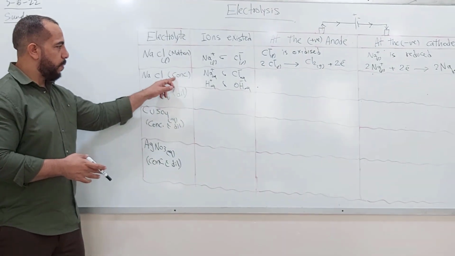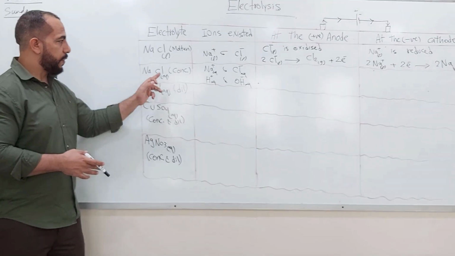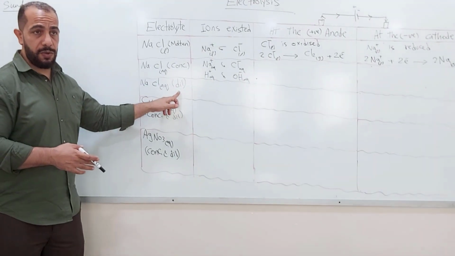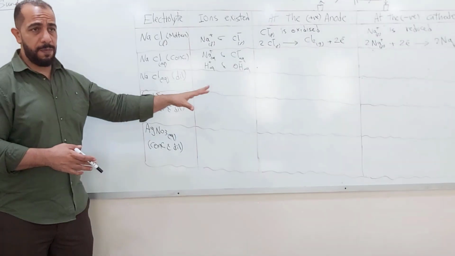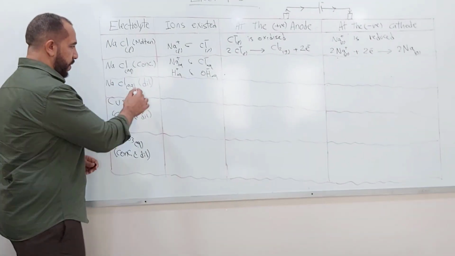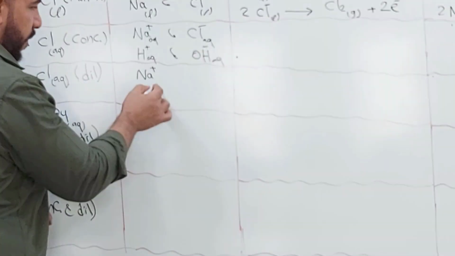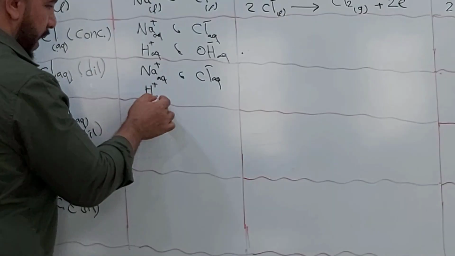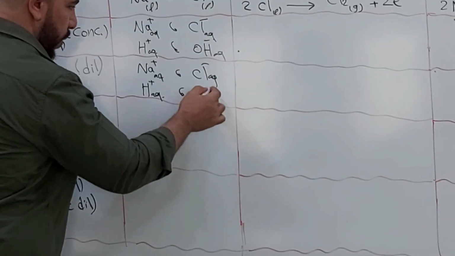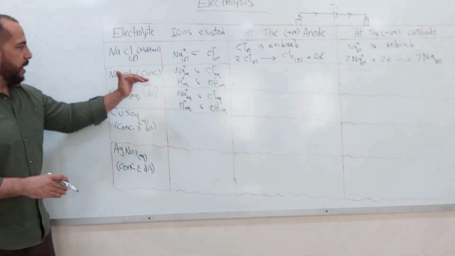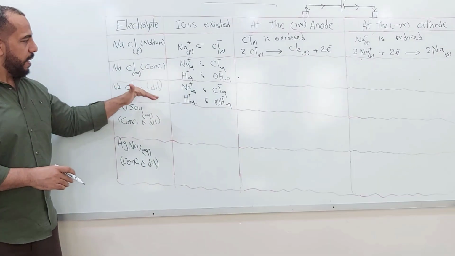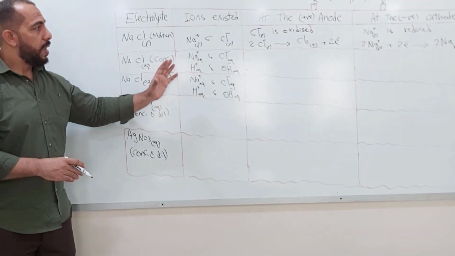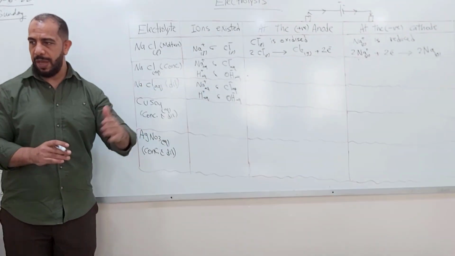Okay? Take it, guys. Here we have 2 different cases. Here this is a concentrated solution, and here this is a diluted solution. Both of them have the same ions. So I can repeat the same ions here, the same in diluted, to show what the difference between them is. So here we have Cl minus aq, H plus aq, and OH minus aq. So right now, in case of a concentrated aqueous solution of NaCl and a diluted solution of NaCl, we have the same species. Okay? Let's see what's going to happen at the anode and the cathode.